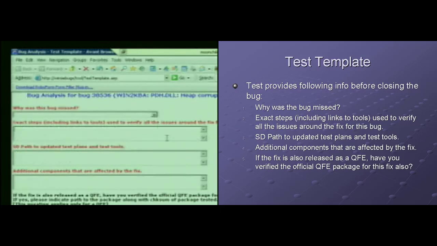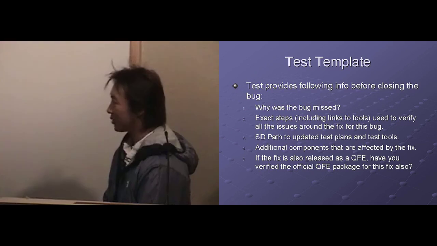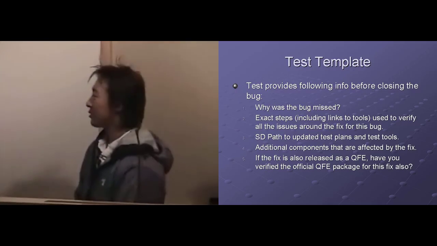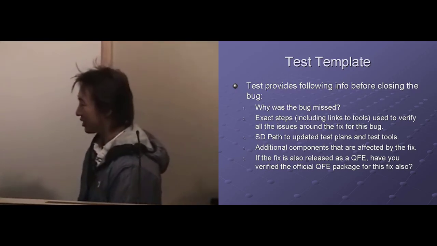This is the box where you list out the steps you took to verify this bug. And this would be the place where you enter the source depot path of your updated test plan and test tools. In the case that your component has manual test case testing, you at least need to update the test plan with manual tests. And you'll have to list out the additional components that are affected by this change in the binary.